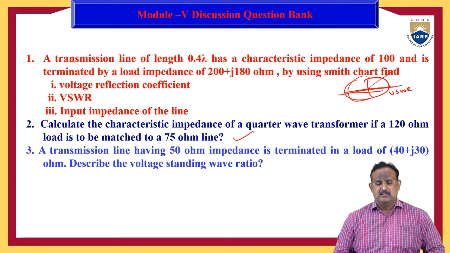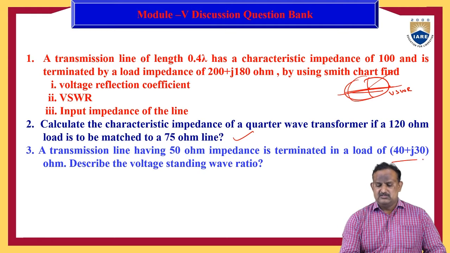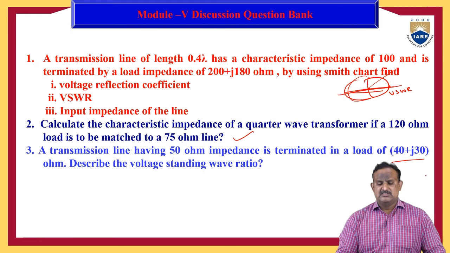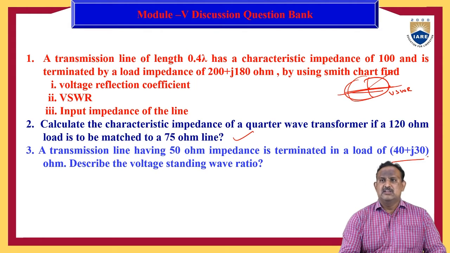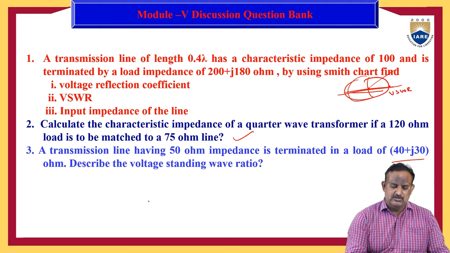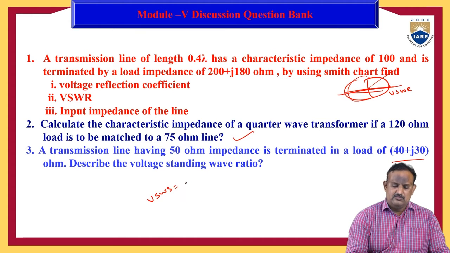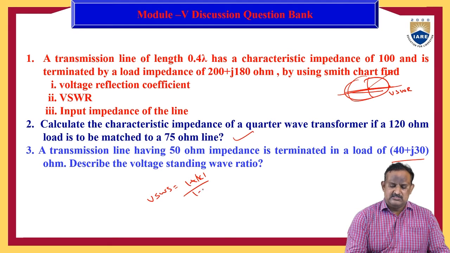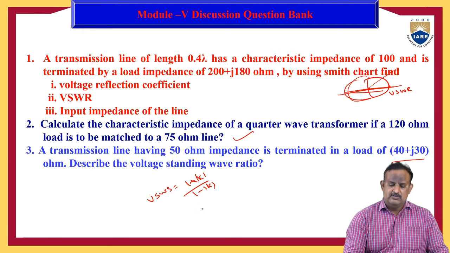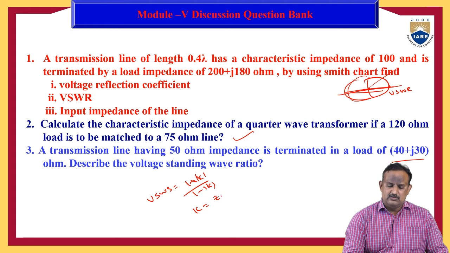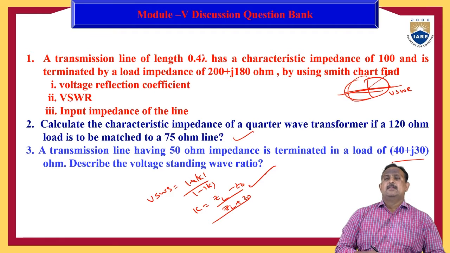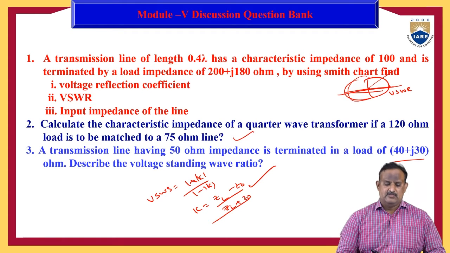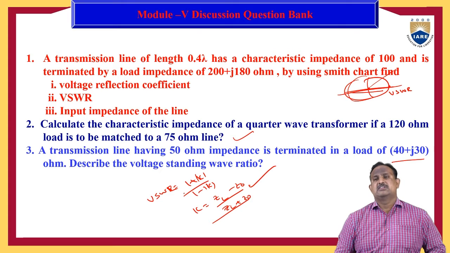Next, a transmission line having 50 ohm impedance is terminated in a load ZL equal to 40 plus j30 ohms. Find the voltage standing wave ratio. VSWR equals 1 plus mod K by 1 minus mod K, where K is the reflection coefficient. First find the reflection coefficient: K equals ZL minus Z0 by ZL plus Z0. Then substitute the reflection coefficient in VSWR to find the voltage standing wave ratio.